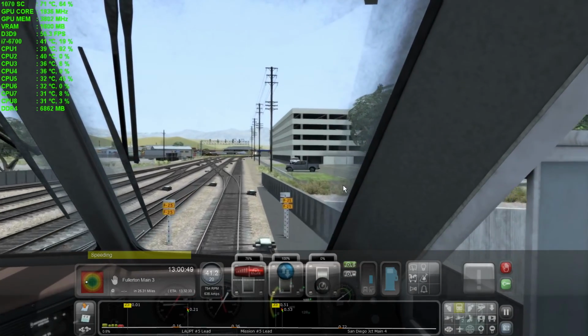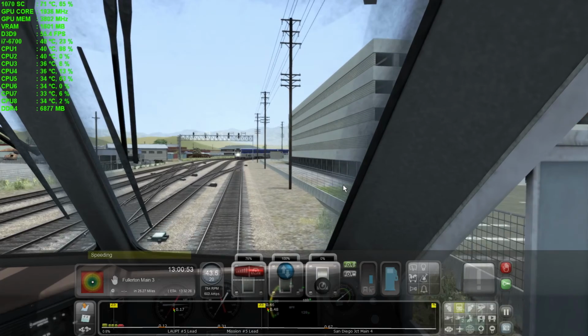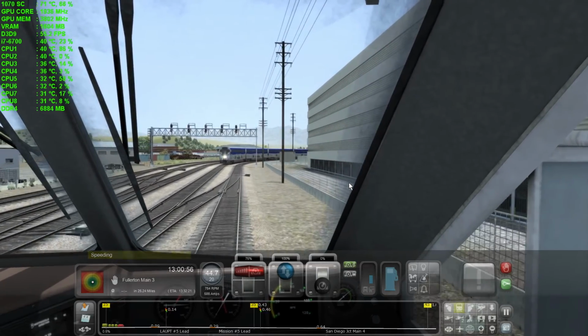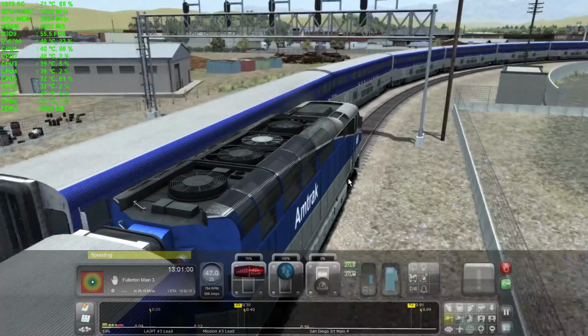Now, maybe this is more detailed. I'll give it that. But half the frame rate? I don't know. Then I get down into the 20s here. So I'm never going above 60.